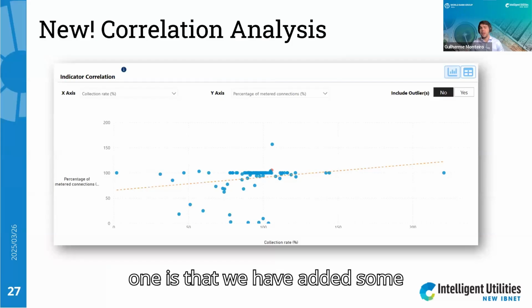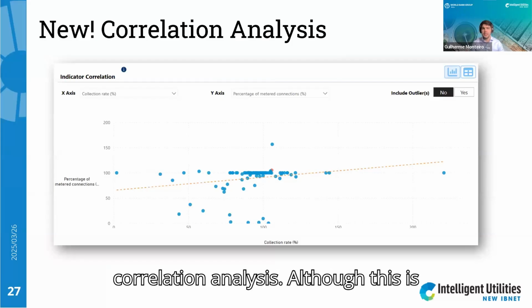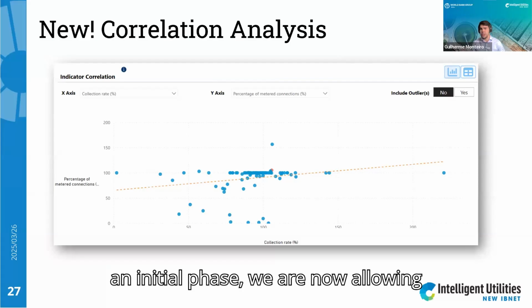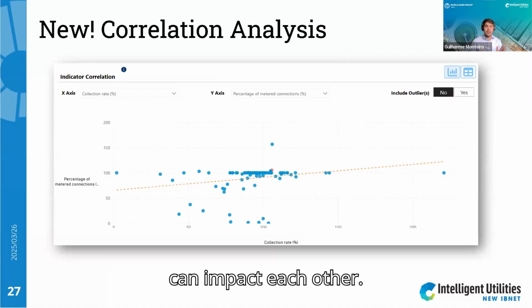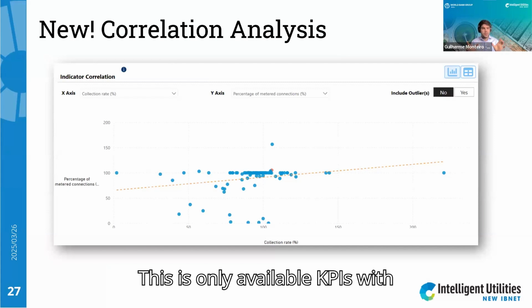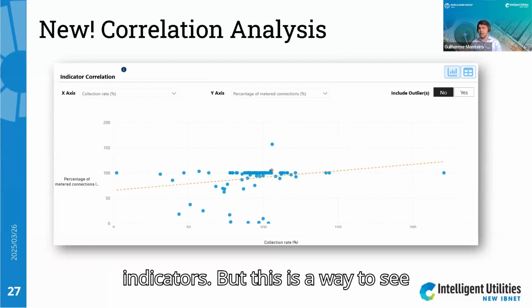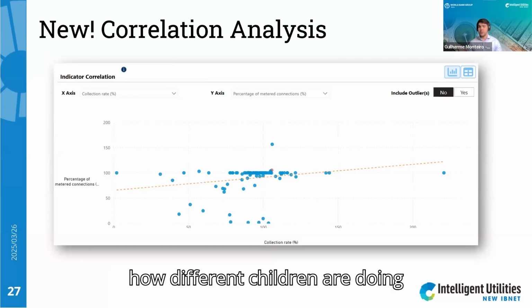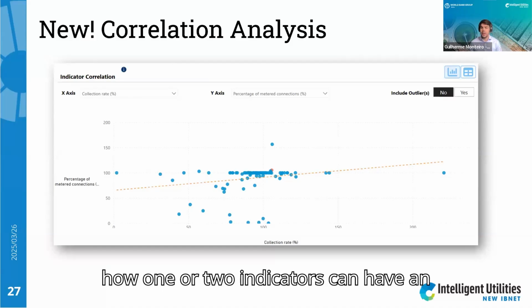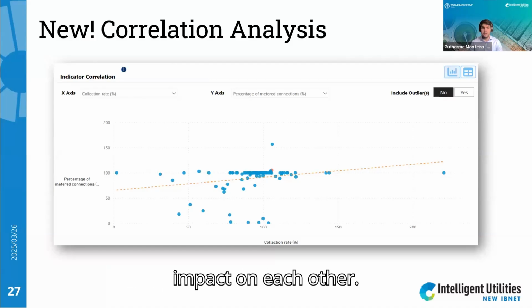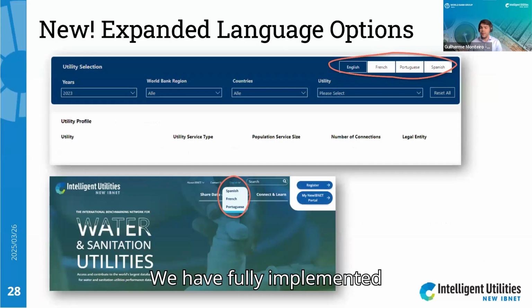The third one is that we have added some correlation analysis. Although this is an initial phase, we are now allowing users to see how different indicators can impact each other. This is only available for KPIs, with performance indicators, but this is a way to see how different utilities are doing regarding one or two indicators, and how one or two indicators can have an impact on each other.